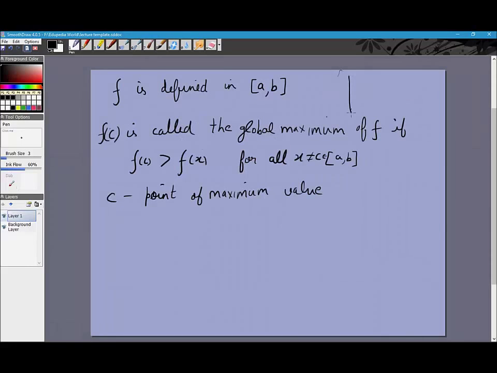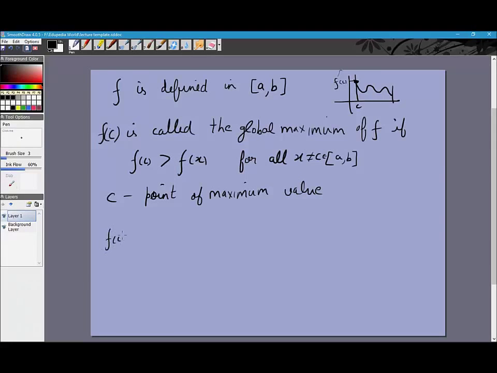So this is, let's say, our function. This is the region of interest. This will be the point C, and this will be f of c. F of c will be the global maximum value of f, and c will be the point where that maximum value occurs.